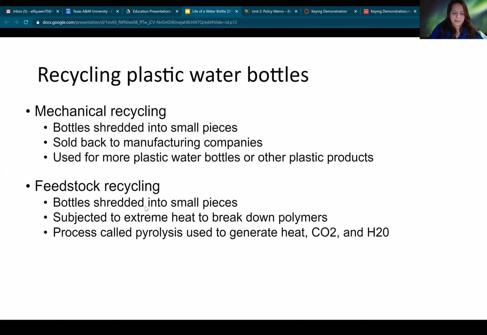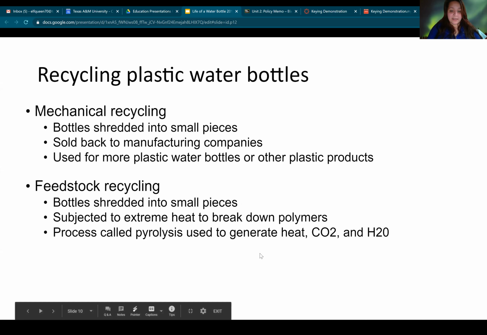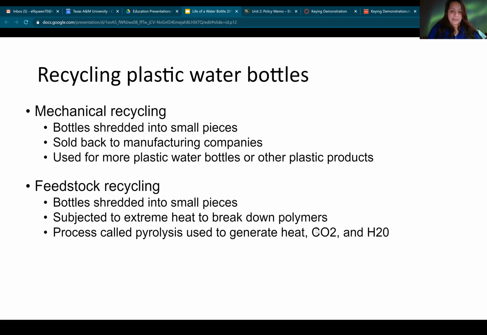It's a little bit different for me to talk about the difference between the two, because they're very similar, but, sorry. So mechanical recycling, they take it and they break it down into smaller pieces, and then they take those smaller pieces and they kind of smush it into something else, and then the feedstock is where they take it and they melt it. And when they do melt plastic down to make it into something else, it is a process called pyrolysis, and it does have greenhouse gases that it emits.